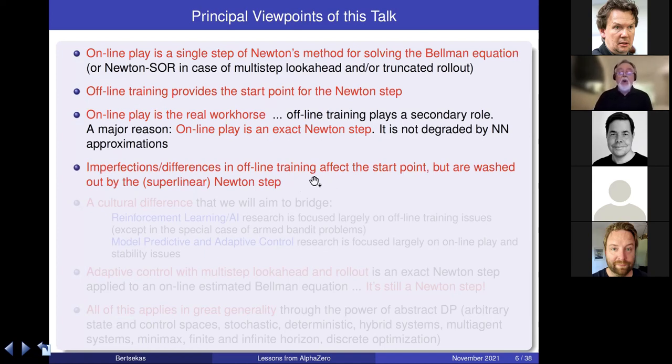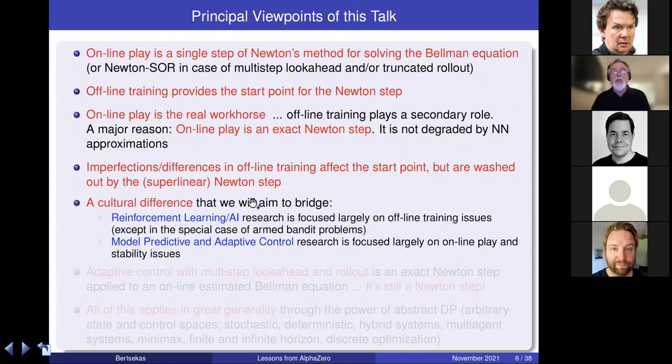Now, the offline training can be done by many different methods. In reinforcement learning, we have temporal differences methods, aggregation, we have linear programming. There are many different ways to do the offline training. However, these differences and the various imperfections of these methods affect only the starting point, but they do not affect at all the Newton step, which is exact, and they're all washed out by the Newton step. The Newton step is a big equalizer. Errors that you may make in offline training are washed out by the Newton step.